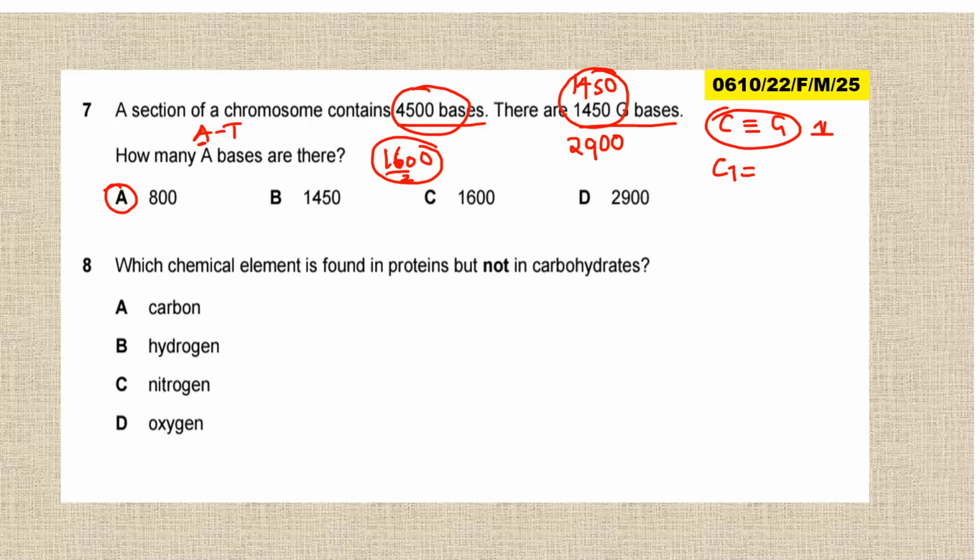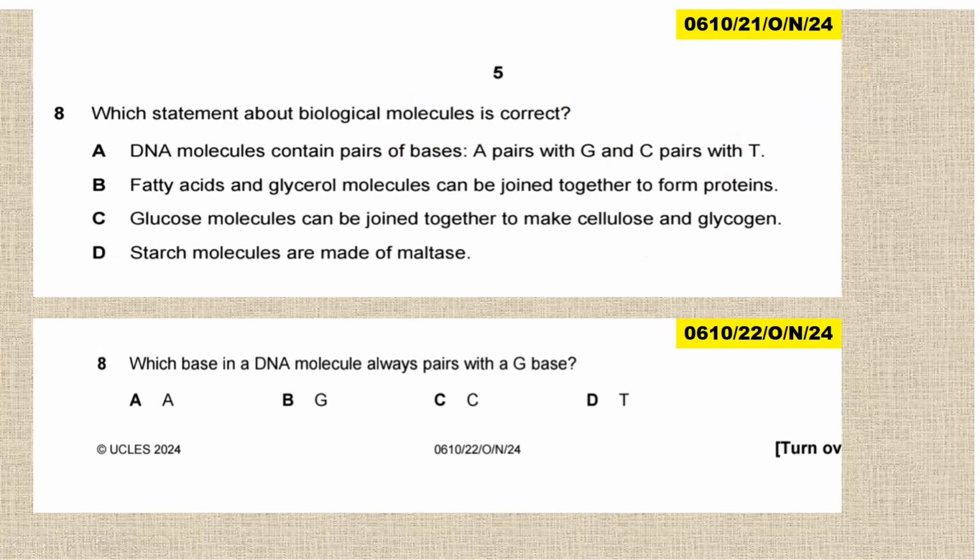Which chemical element is found in protein but not in carbohydrates? So remember, components of protein, carbohydrate, and fats are C, H, O, but in proteins you have N, which is the nitrogen. So only in protein is nitrogen.